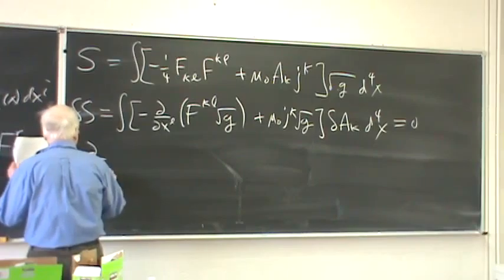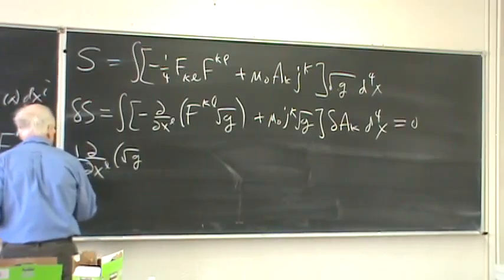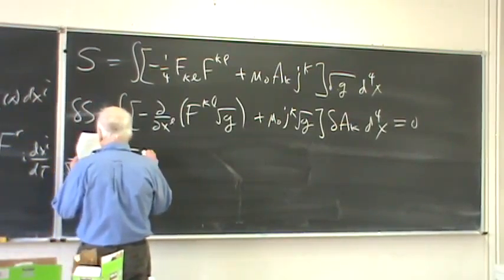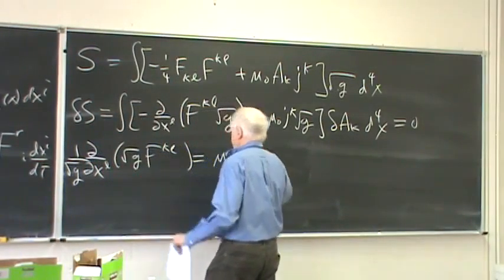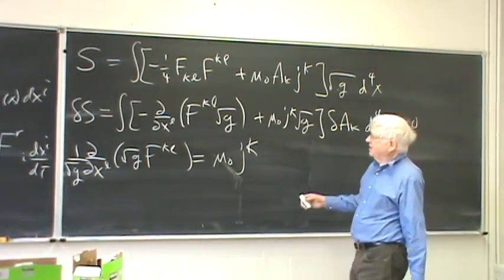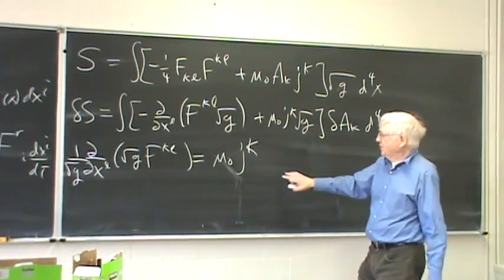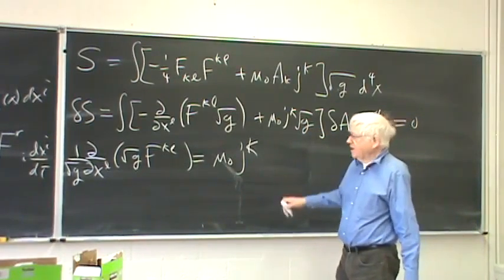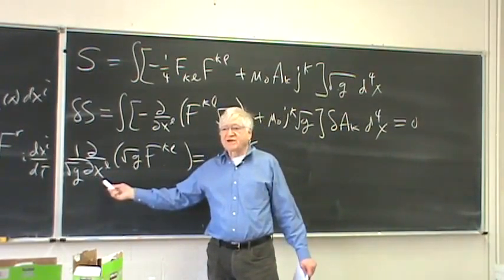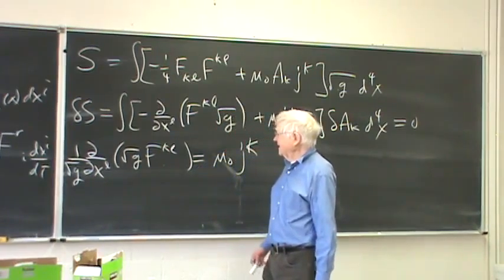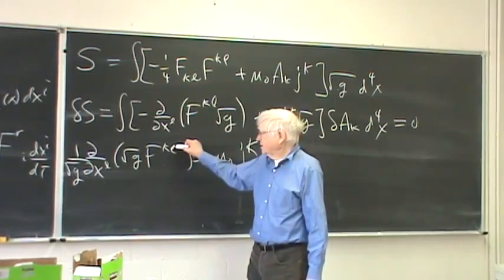So that's d by dx^L of square root of g, and let me divide by square root of g, F^KL equals μ0 J^K. So I just divided through by 1 over square root of g, because otherwise the equation would have a square root of g here, which is fine. But the reason I divided through by square root of g is that this is the expression we derive for a covariant divergence of a contravariant vector.